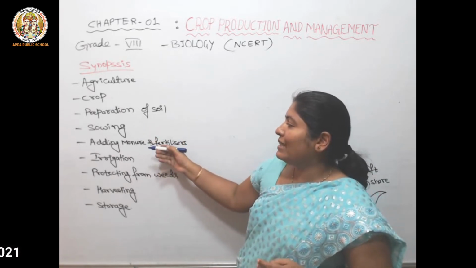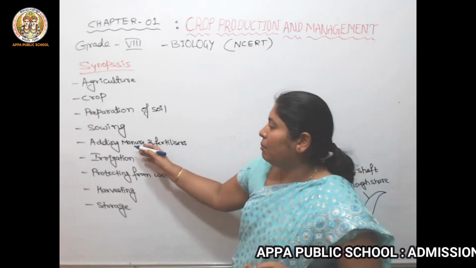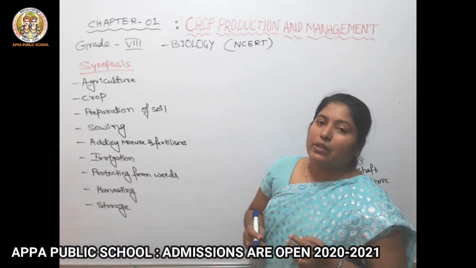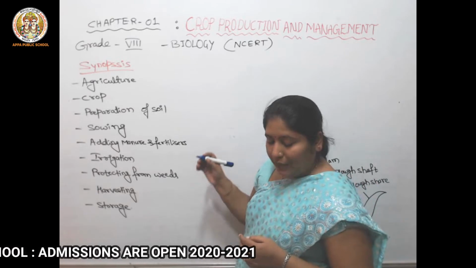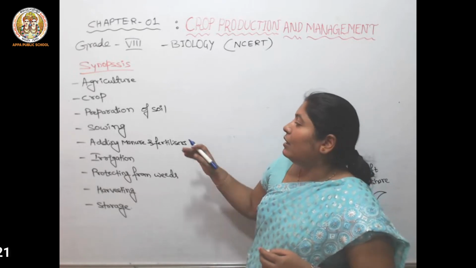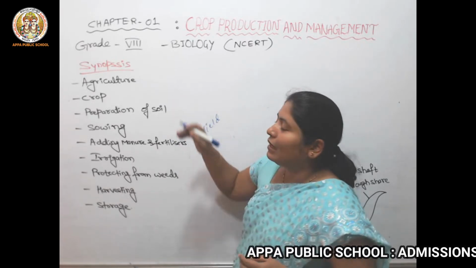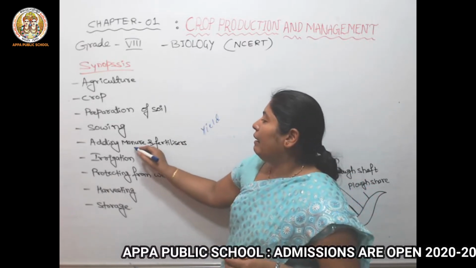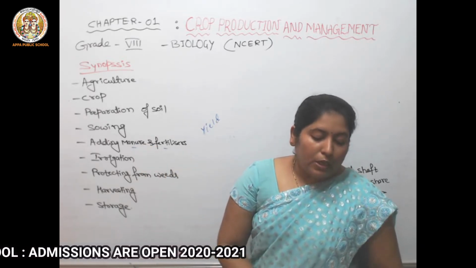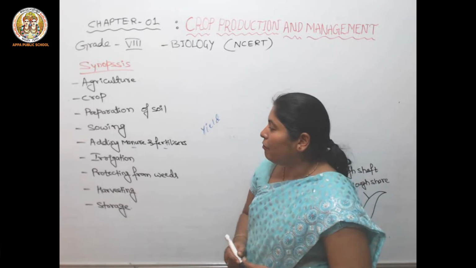After sowing, the next step in the agriculture process is the addition of manure and fertilizer, right? These are the nutrients which we add to our field to increase the nutrient quality of our soil. When the nutrient quality of the soil is increased, the yield of the crops, that is the final product we get from agriculture, can be increased if you add extra nutrients either in the form of manure or fertilizer. So it is very important to add nutrients to the soil in the form of manure and fertilizer.